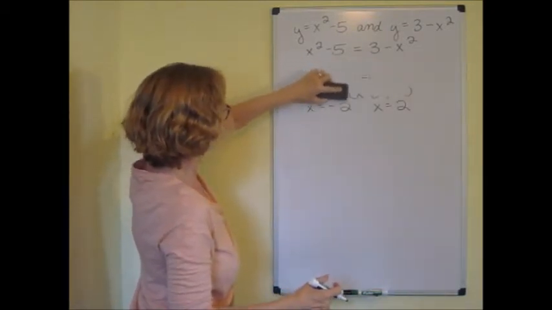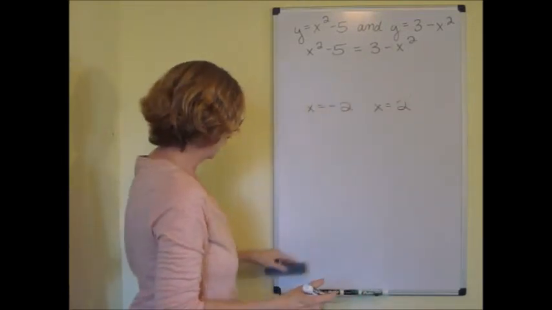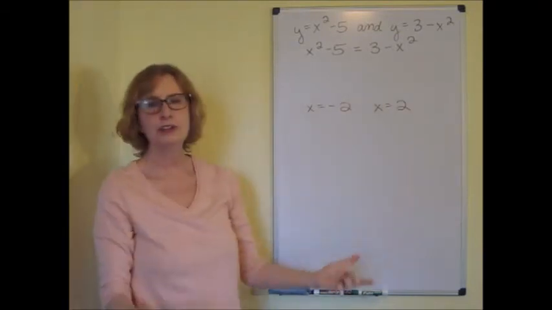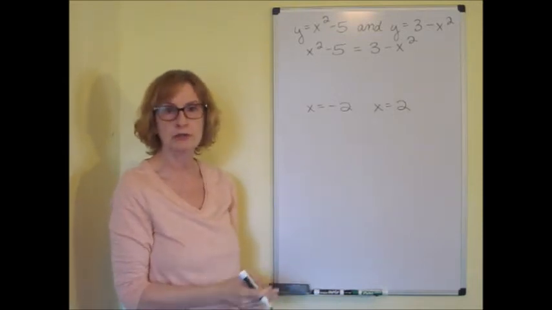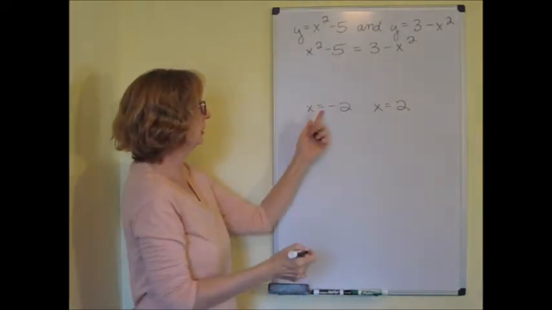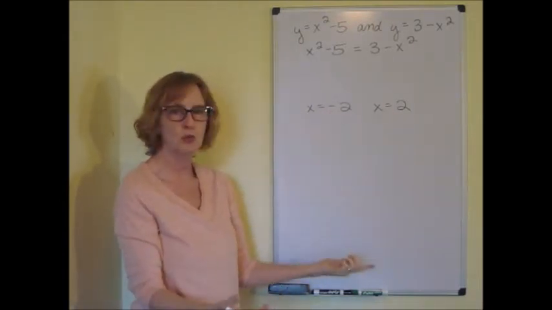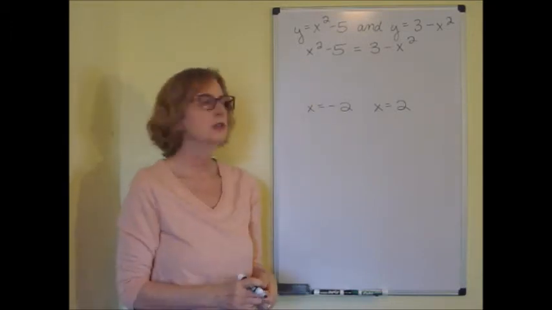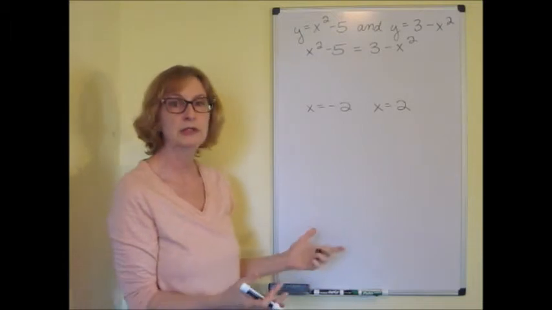Now what we want to do is find out which graph is bigger, which graph is above the other. Now you can graph both of these and take a look at the graphs. That's one way, of course. Or you can pick an x value between negative 2 and positive 2, anything you want. I'm going to try 0. And pop it into each of these equations and see which one is bigger. And then you'll know that's going to be the top.